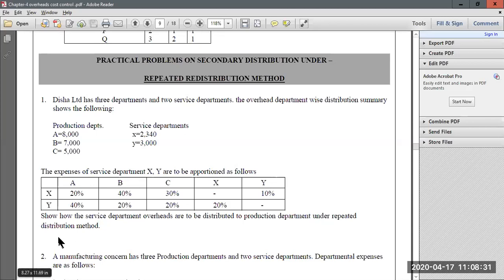Now what they are asking is to show how the service department overheads are to be distributed to departments under the repeated redistribution method. That means they are asking how the overheads as per primary distribution of service departments X and Y will be redistributed to other departments under the repeated redistribution method. How to solve this problem, we will understand in a while.